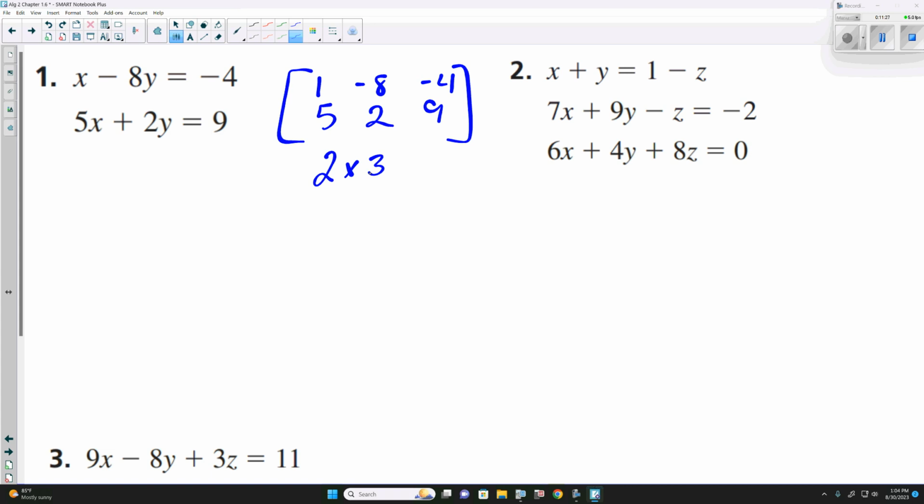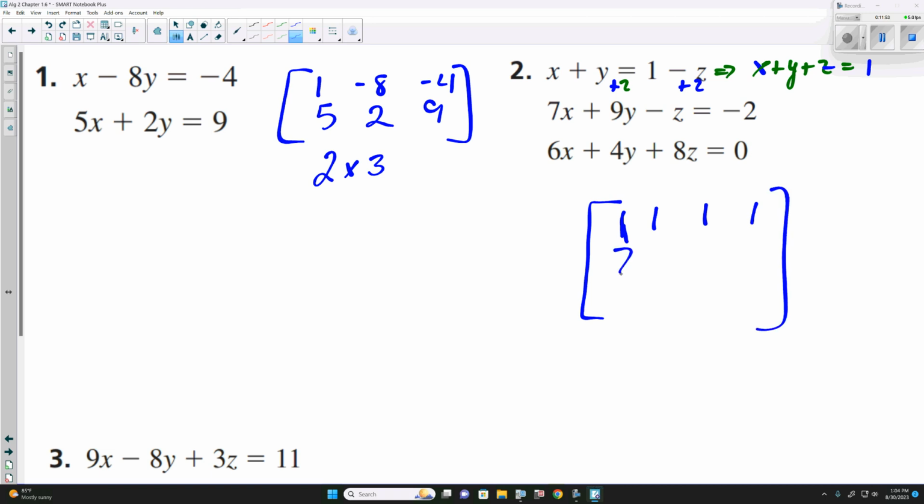What about the top one? We need to add z to both sides. And if we add z to both sides, we get x plus y plus z is equal to. Okay. Now are all the equations set up correctly? So what are our numbers? 1. We got 1, 1, 1, 1. Then, and lastly, and this is a 2 by 4. Questions on any of this here?